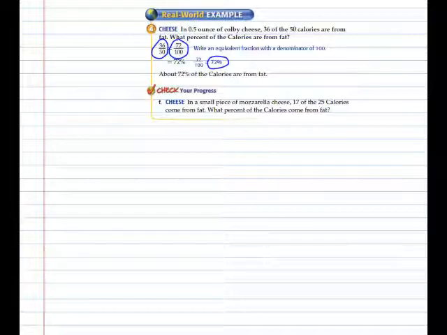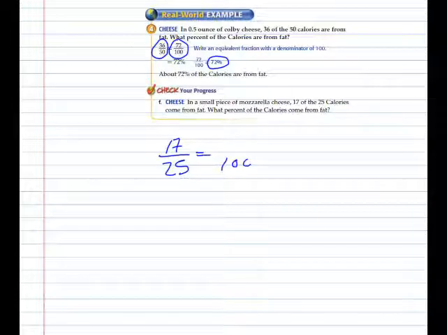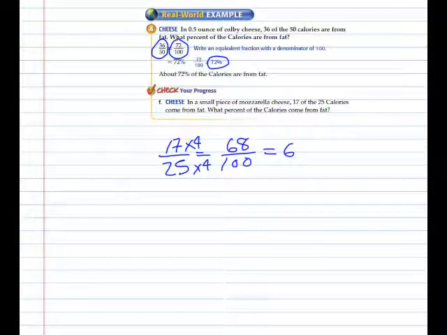And example F. A small piece of mozzarella cheese. In a small piece of mozzarella cheese, 17 of the 25 calories come from fat. I would write that again as an equivalent fraction with a denominator of 100. Showing the multiplication by 4 gives me 68 over 100, or 68%.